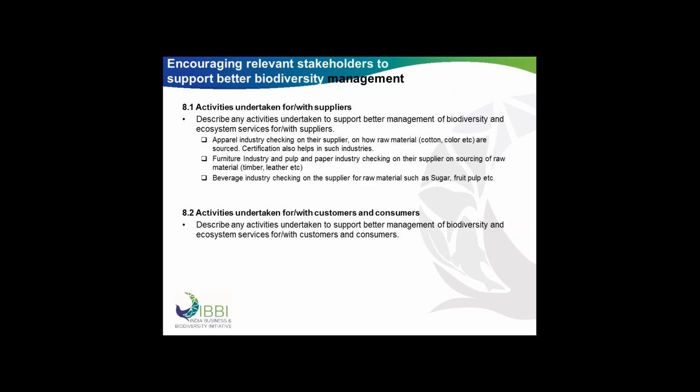Then second indicator is activities undertaken for or with customers or consumers. So the company can address this indicator by understanding the supplier's requirement and their impacts and dependencies on the biodiversity and ecosystem services, and then implement an action plan for minimizing their impacts and dependency on the biodiversity, and also provide the capacity building. So here I want to explain one more example of a cloth washing powder.